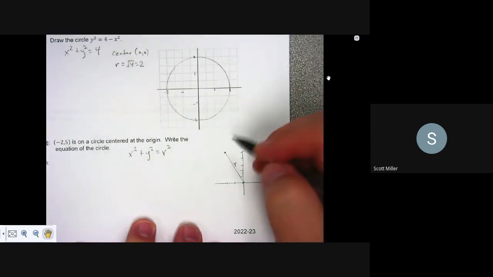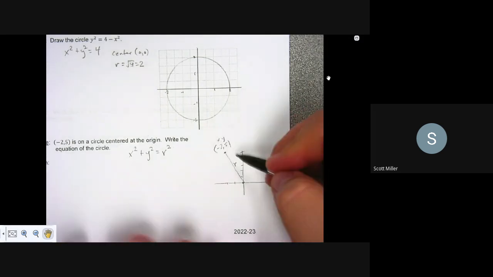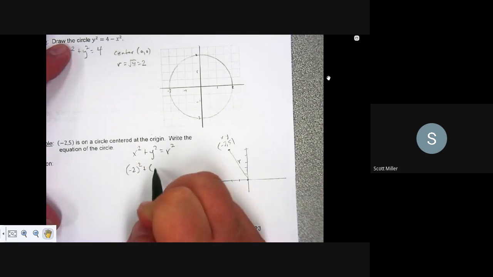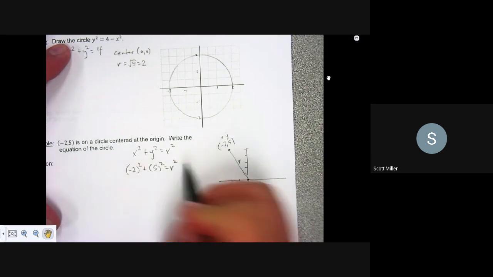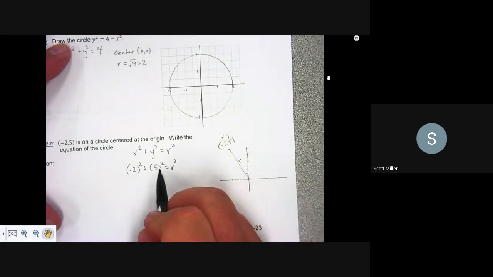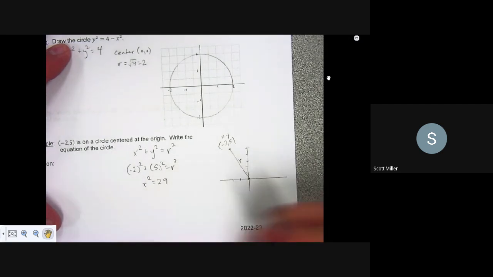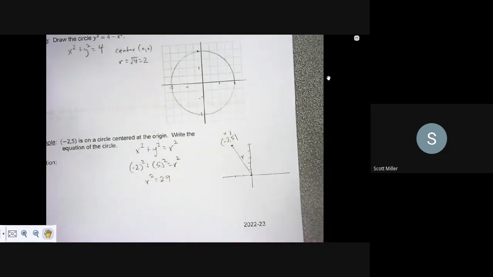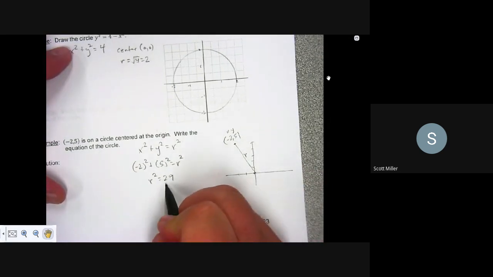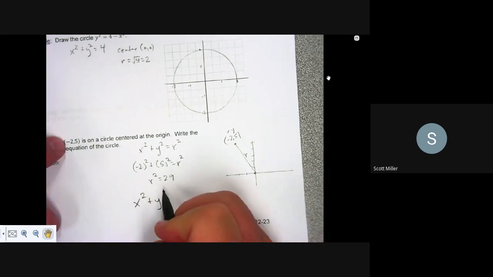Okay, so if this point (-2, 5) is on the circle, that is x, that is y, I can find r by plugging it into this formula. So (-2) squared plus 5 squared is r squared. Then I just solve for r squared. That's 4 plus 25, so r squared is 29. I don't need to find what r is. I need to know what r squared is because r squared is what's in my formula. I'm done here. If I wanted to find r, I would just take the square root of this. Here's the equation of this circle that goes through that point.